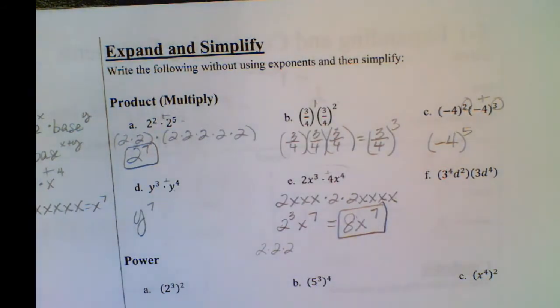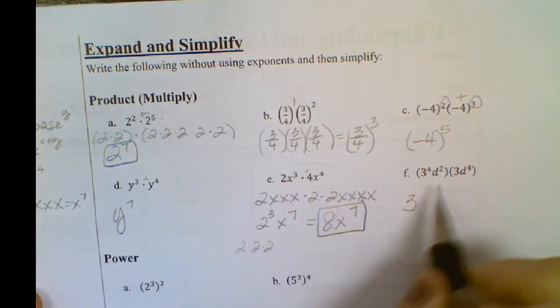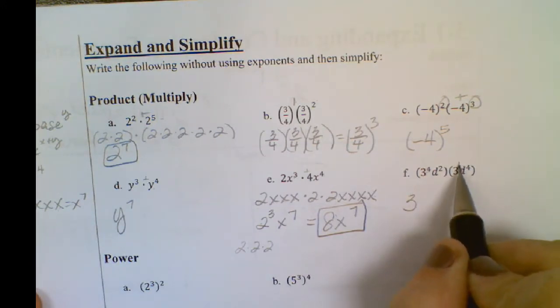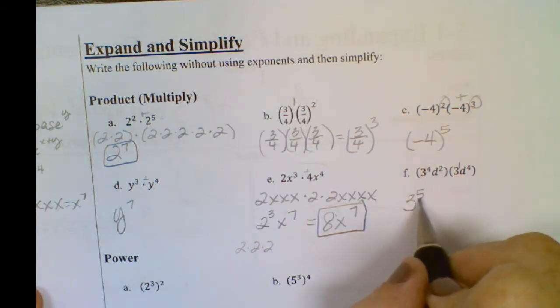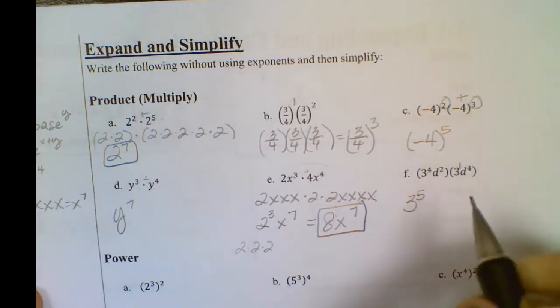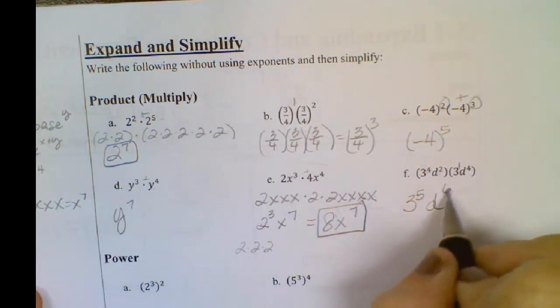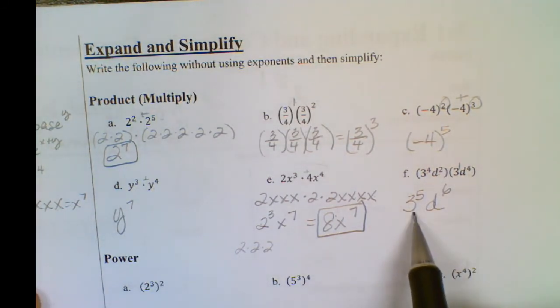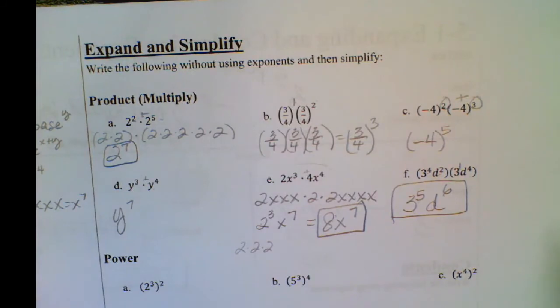So here we've got 2 different bases going on. We have 3 to the 4th and 3 to the 1st. If there's no exponent, we assume that it is a 1. So if I add those together, I've got 3 to the 5th. And then on my base of D, I have 2 and 4, which gives me an answer of 6. Yes, you can multiply this out. I'm not concerned about that too much at this point. I'll let you know when to be concerned about that.